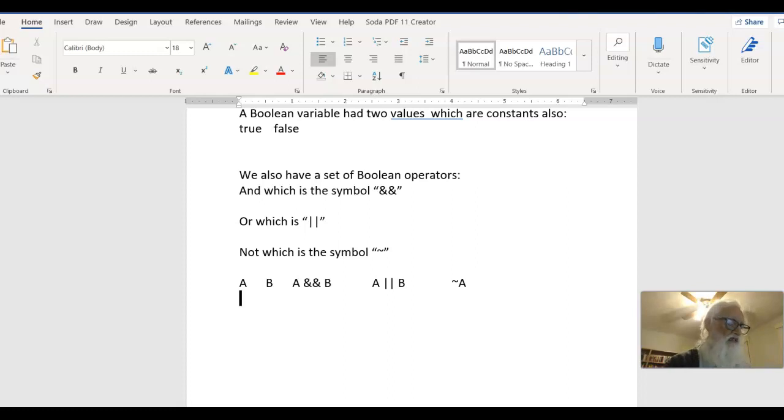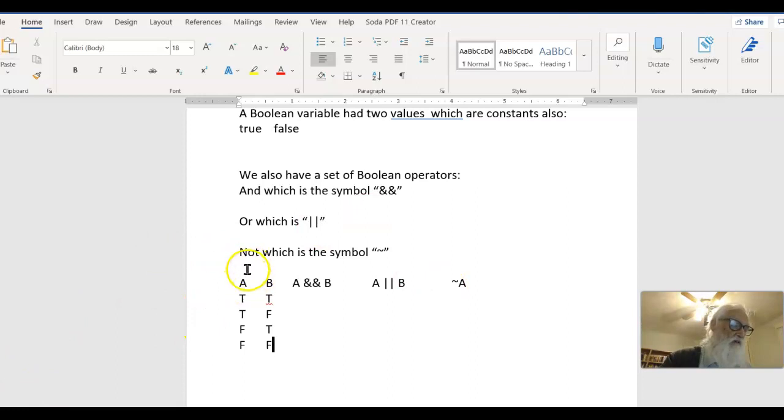There are 4 possibilities. A can be true and B can be true. A can be true and B can be false. A can be false and B can be false, and A can be false, and I think I prefer this one to be T, and then this one would be false. Those are the only possibilities. There can't be anything else.